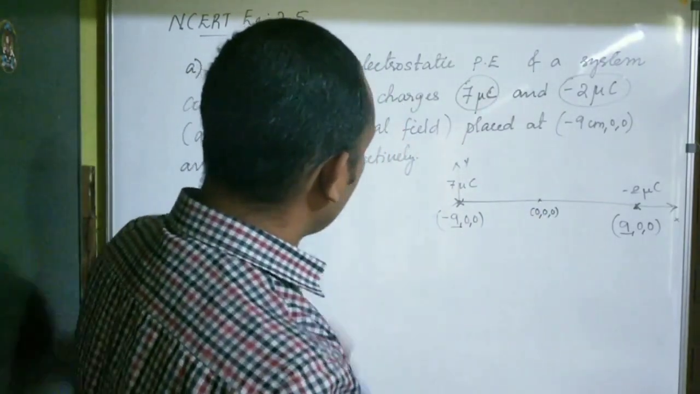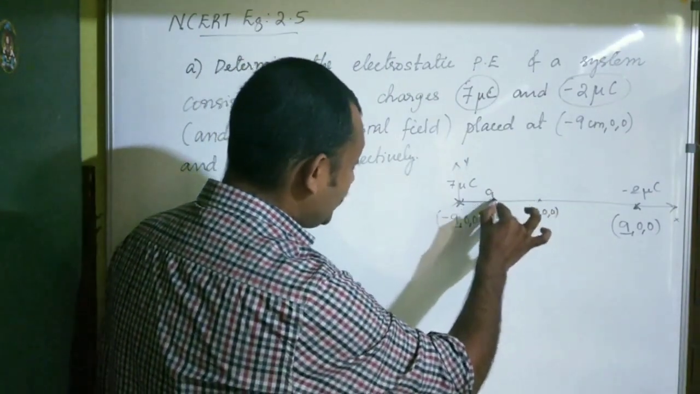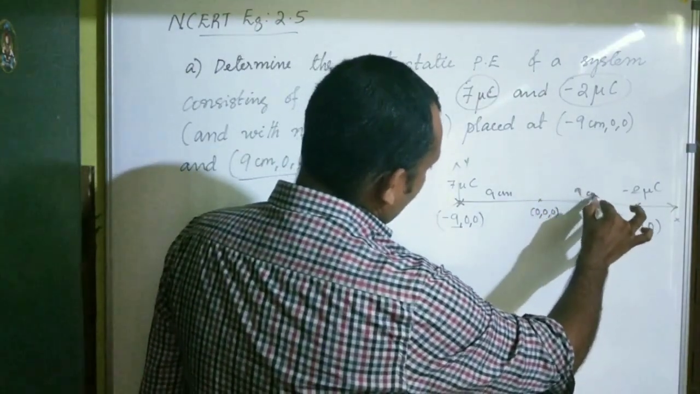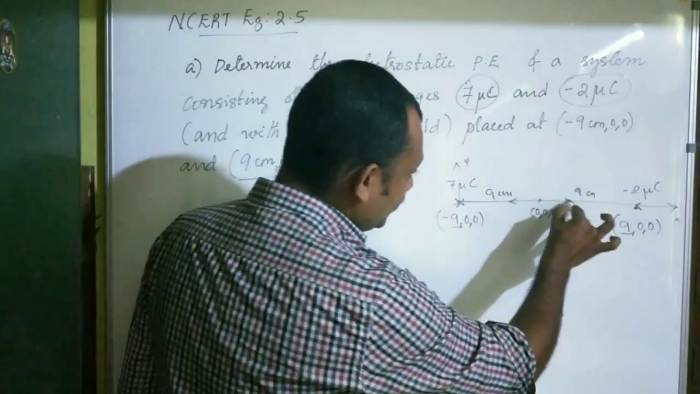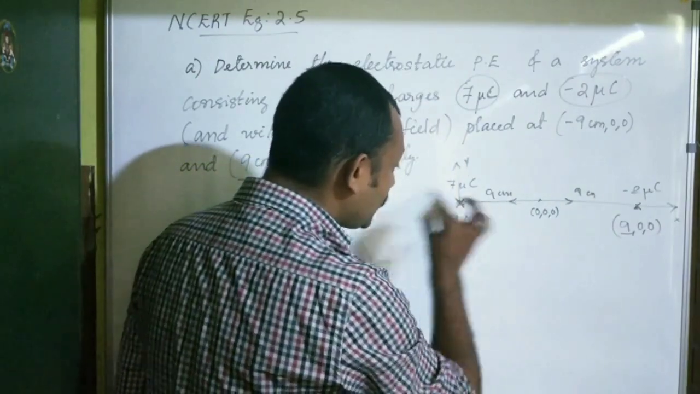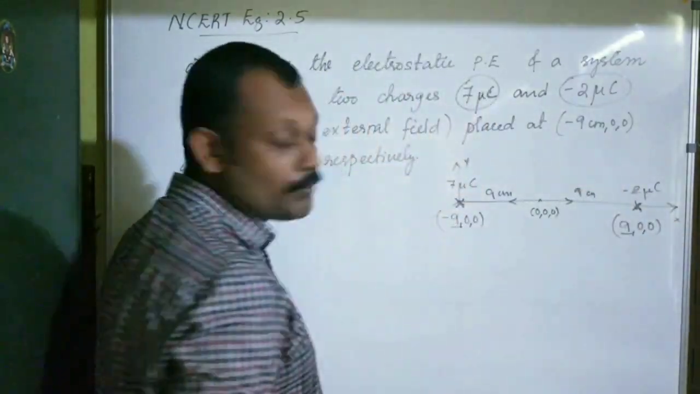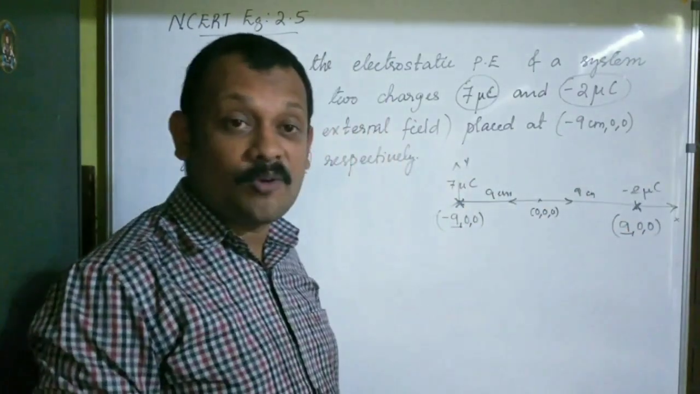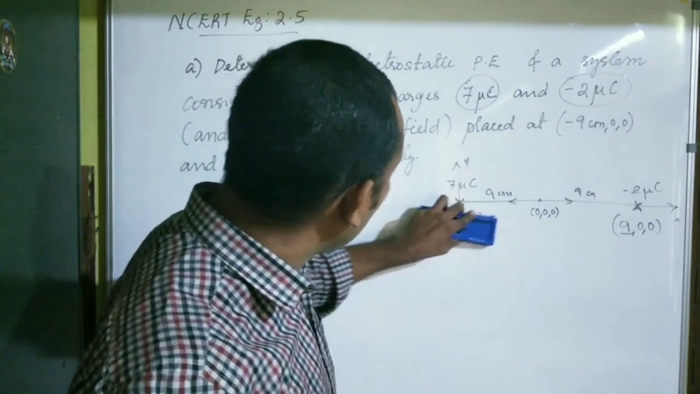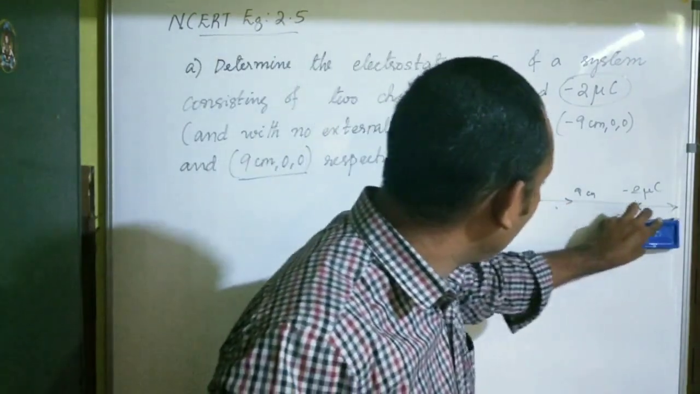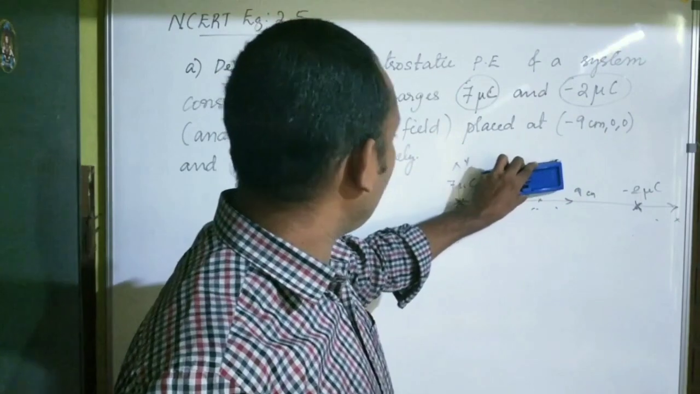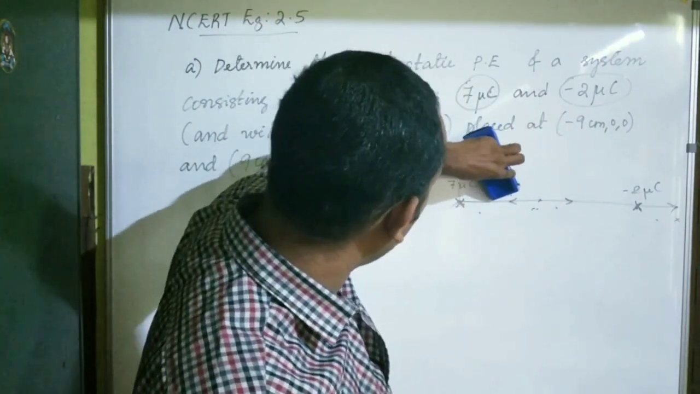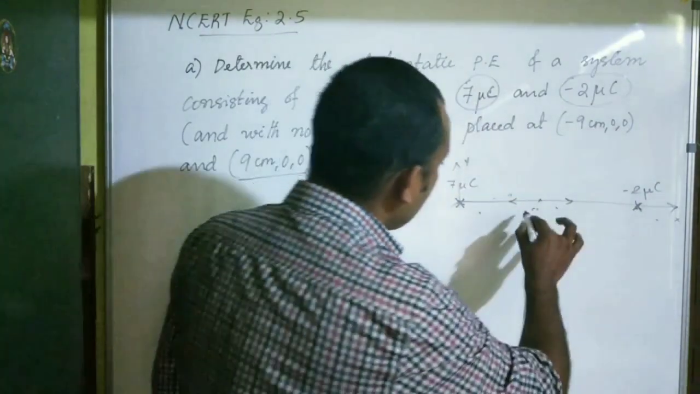That means the coordinate frame. So this is 9 centimeter. This is 9 centimeter. This 9 is measured in this direction, and this 9 is measured in this direction. So the total separation between the two charges now becomes how much? The total separation between the two charges now becomes 18 centimeters. So now I will wipe them all. Straight away I can write that the two charges are separated by a distance of 18 centimeter.